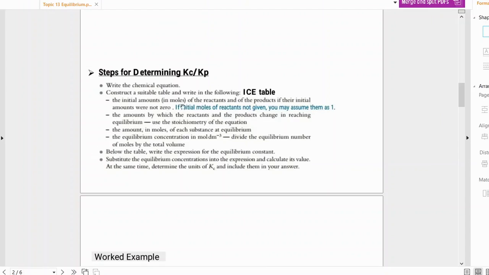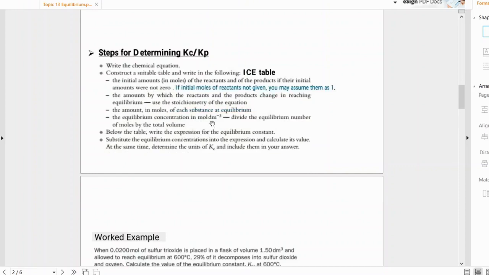Then the change, C: the amount by which the reactants and the products change in reaching equilibrium. Use the stoichiometry of the equation. So the stoichiometric ratio only comes into play when calculating this C, not in E, not in I. Lastly, the amount in moles of each substance at equilibrium. So equilibrium moles we have found out. If we know the volume, we calculate the equilibrium concentration. And if we know the total pressure, we find from the equilibrium moles the equilibrium mole fractions and multiply by the total pressure to find the partial pressure.